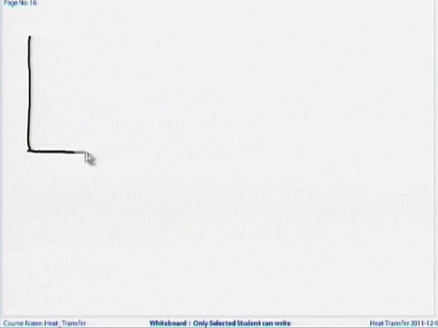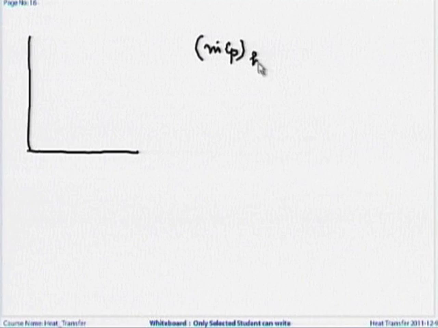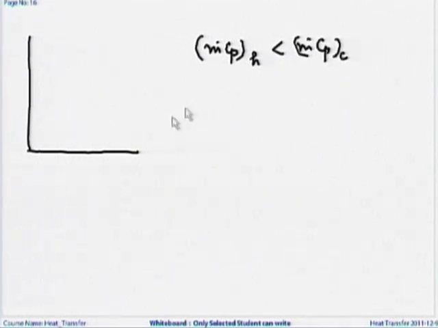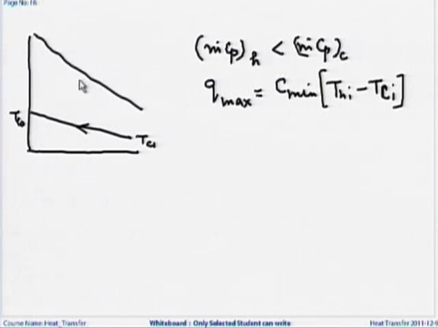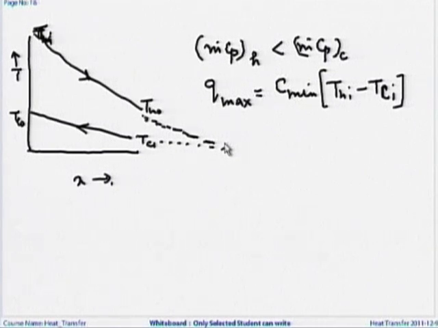So let us say my m dot Cp of hot is smaller than m dot Cp of cold. Still my formula for Q max will come out to be the same, C min times THI minus TCI, you will see that. So hot fluid is going to show a larger temperature change. Let us say this is the cold fluid, TCI, TCO, hot fluid is showing a very large temperature change, THI, this is T, this is X. What am I saying? This is actually quite easy to understand now. In the limit, this fluid will eventually reach the inlet temperature of the cold fluid.